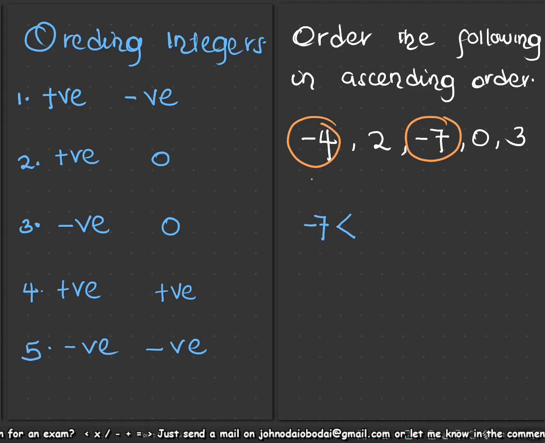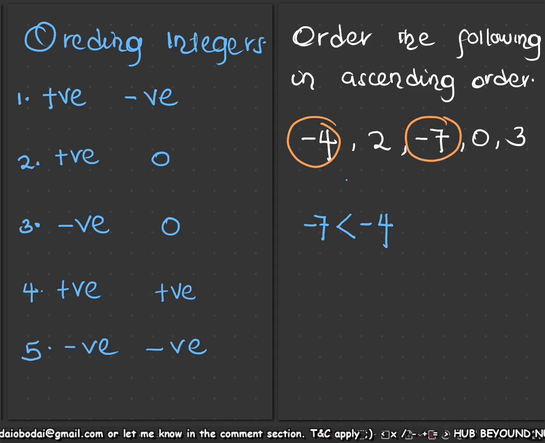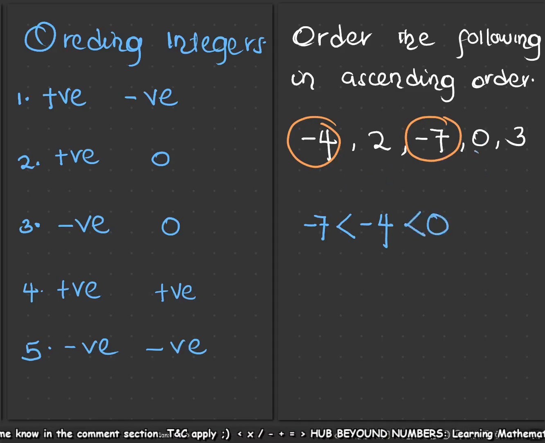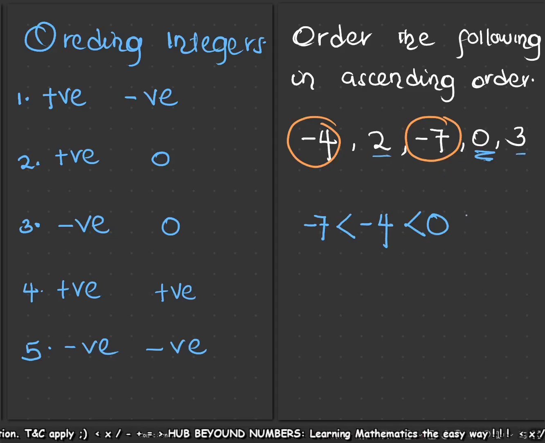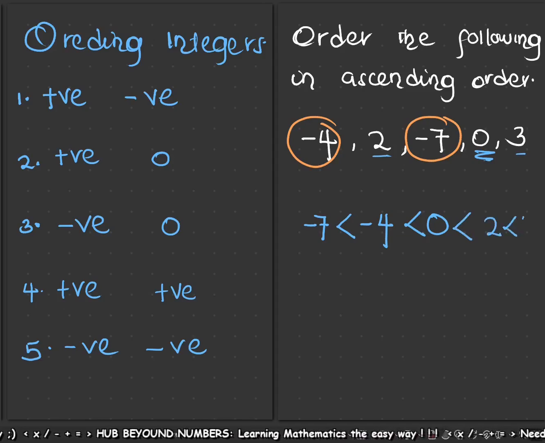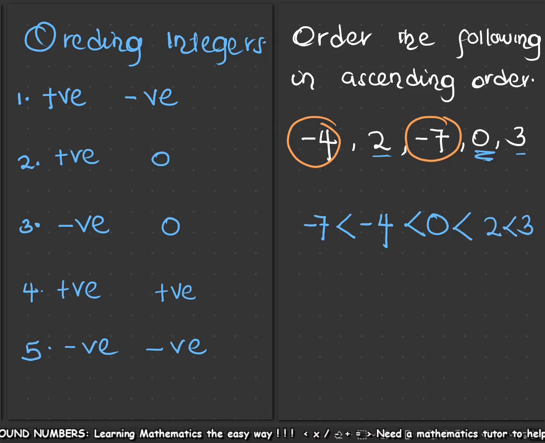So since there are just two negative numbers, then -7 is less than -4. You see, then with that, we are left with our 0. And we said 0 or any positive number is greater than 0. So our next one will be 0. And now that 0 is gone, we have 2 and 3, which we already know how to compare. So 0 is also less than 2, which is also less than 3. So this is our arrangement in ascending order. That is from the smallest to the biggest.